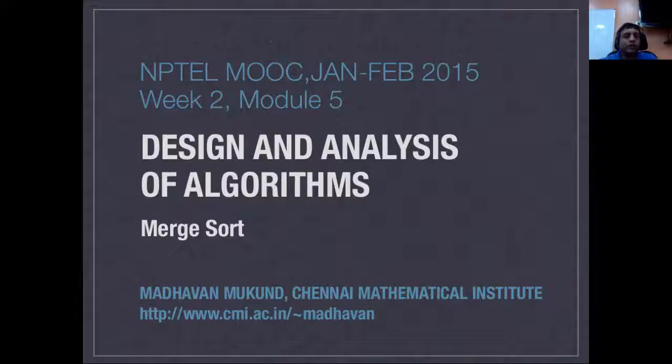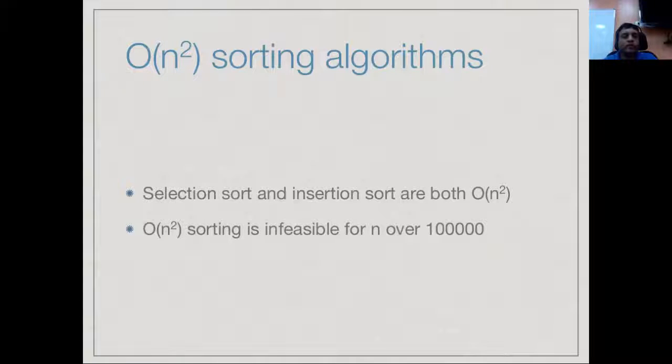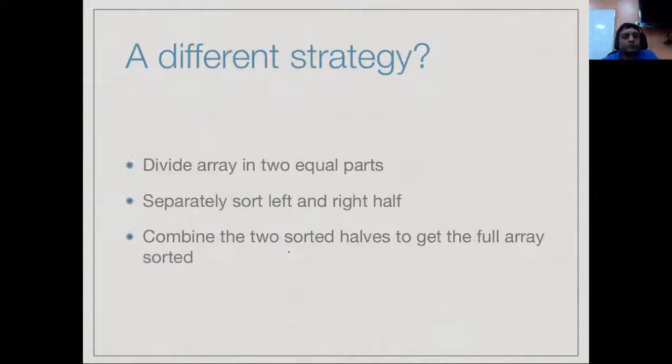So we have seen two intuitive sorting algorithms, selection sort and insertion sort. But unfortunately for us, both of them turn out to be order n square. And we know that order n square is not really good enough for sorting large arrays. So what can we do instead?